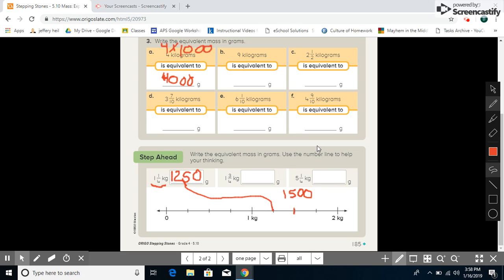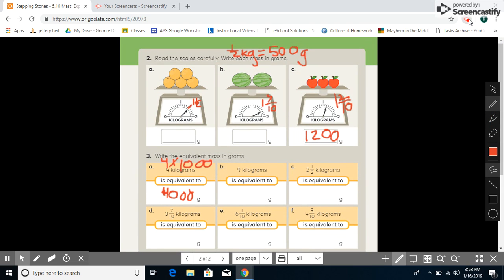So if 1/4 of a kilogram equals 250 grams, can you figure out these last two problems? When you are done with that, we will be finished.